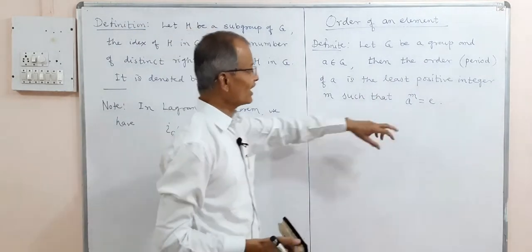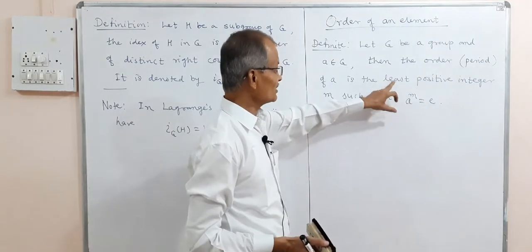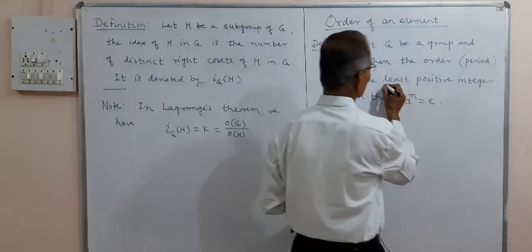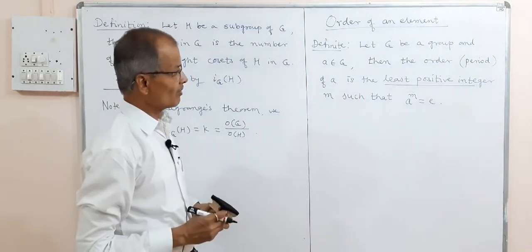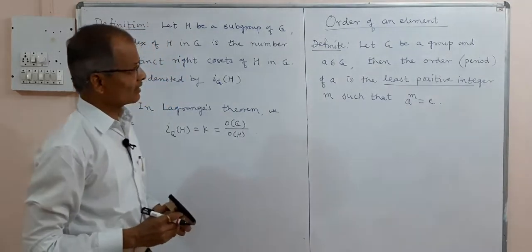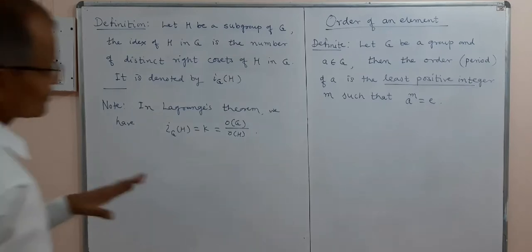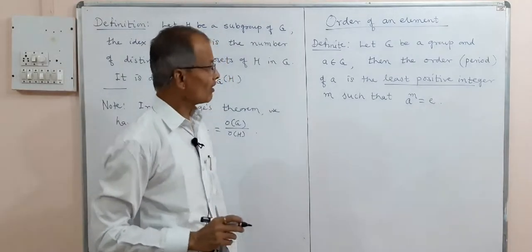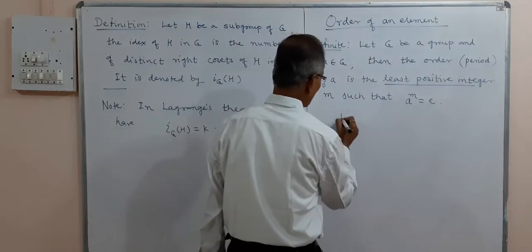So if we have a raised to m equal to e, the identity element, and the condition is that m is the least positive integer, that is necessary, then that number m is known as the order of the element. And if no such integer exists, then we say the order of a is infinite.